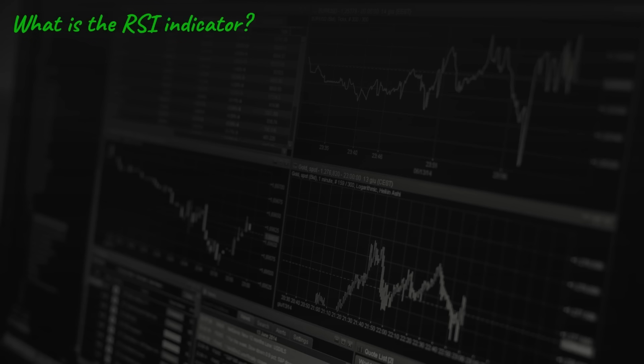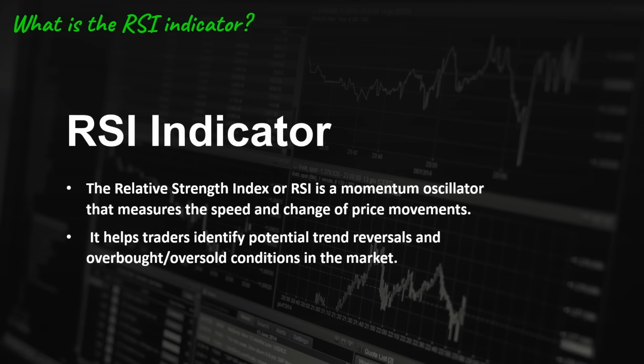Starting with the basics. What is the RSI indicator? The Relative Strength Index, or RSI, is a momentum oscillator that measures the speed and change of price movements. It helps traders identify potential trend reversals and overbought/oversold conditions in the market.